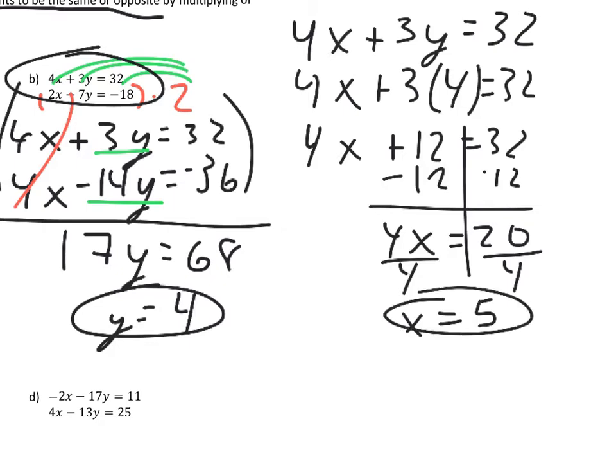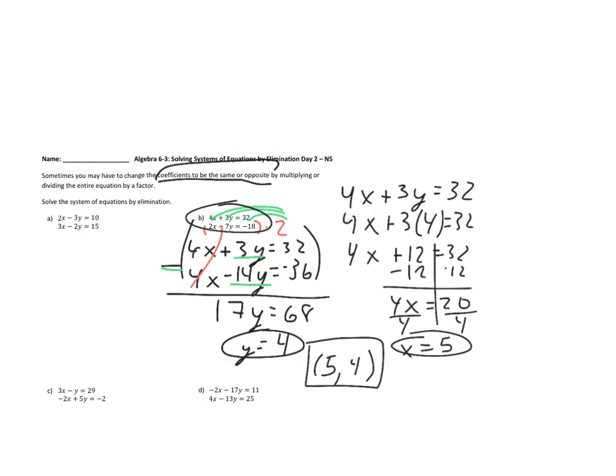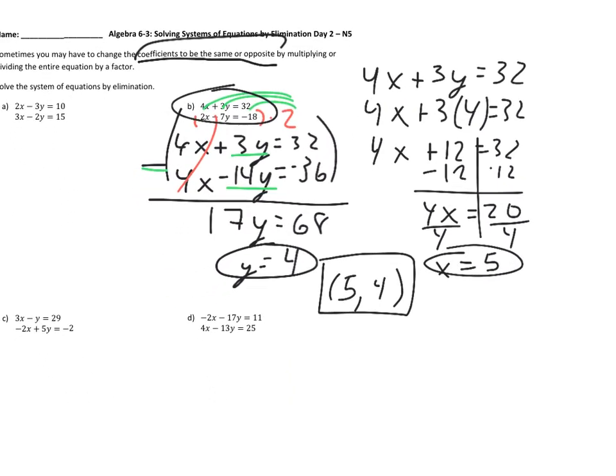So now I'm going to bring my answers together. Remember, at the beginning of this unit, we had two lines where they intersect was the answer. So (5, 4) is the ordered pair in which these two equations intersect. All right, let's go back and do letter A.